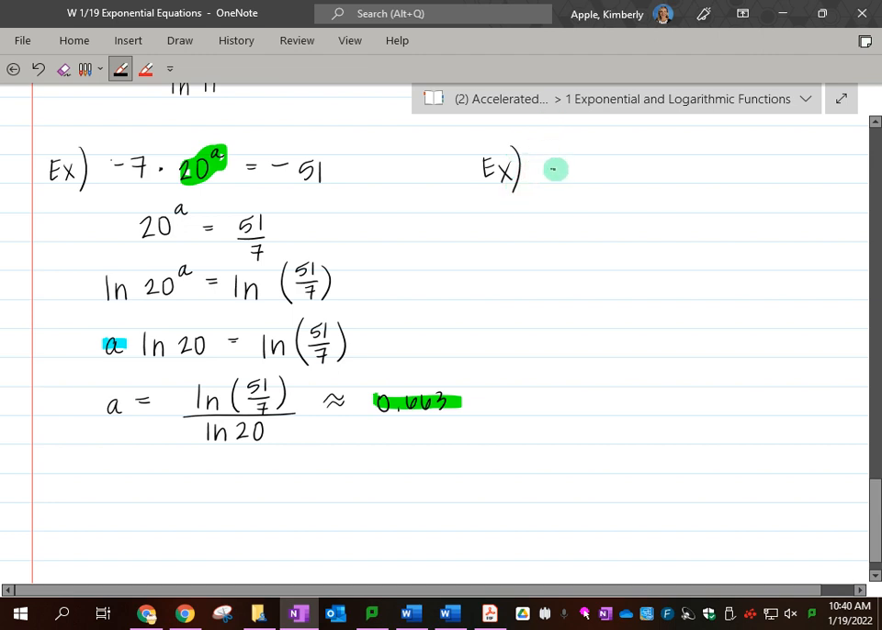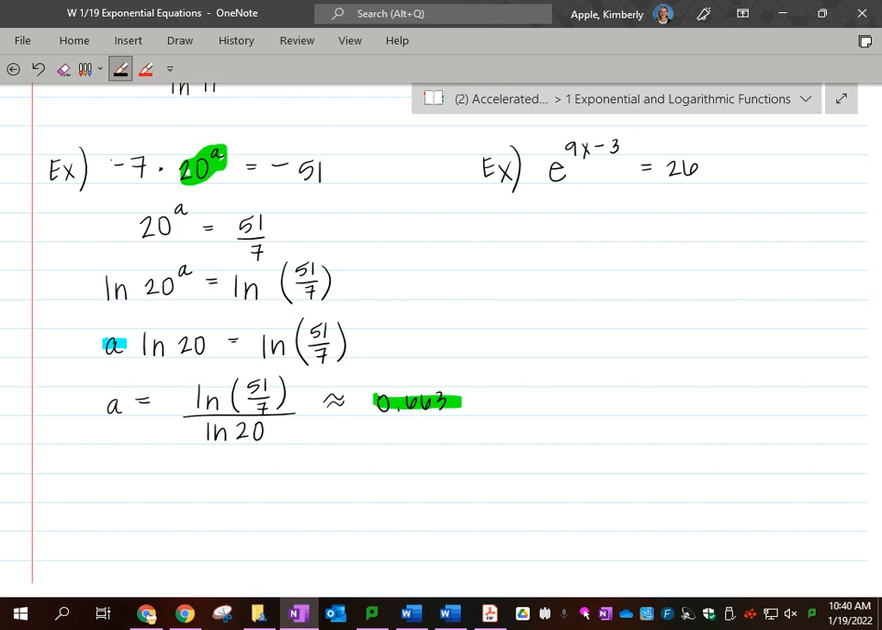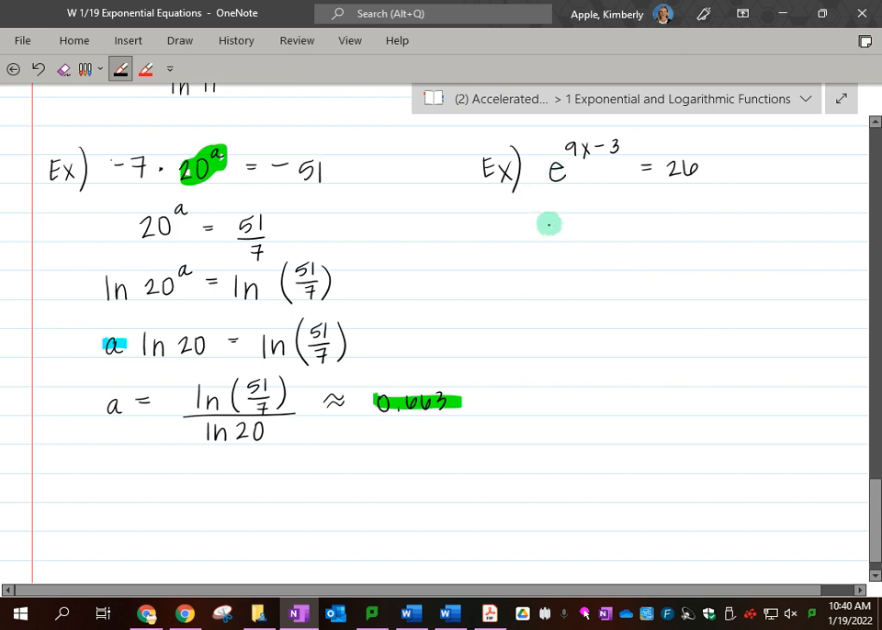Example: e to the 9x minus 3 equals 26. I'm going to do this one the long way, and then I'm going to show you a shortcut. All right. The exponential is by itself, just something to a power, so let's go ahead and take the ln. So again, this is the long way. So you'll drop out the entire power over here, because that whole exponent's going to come down front.